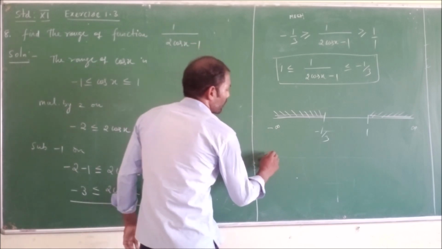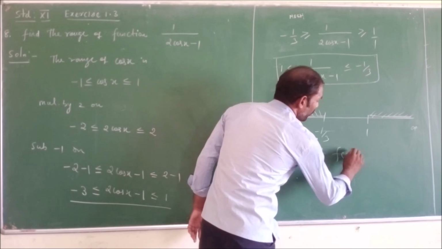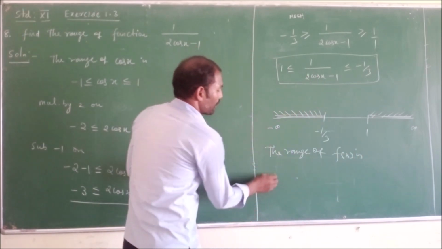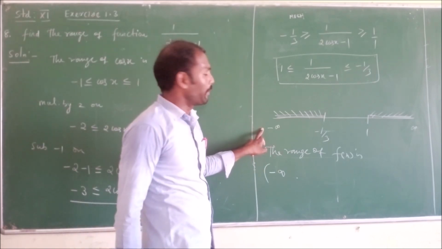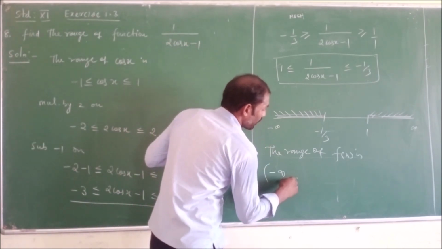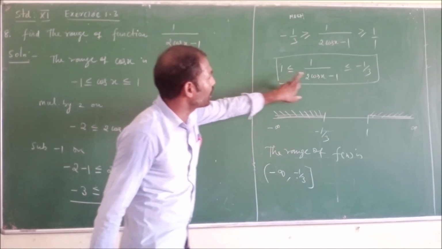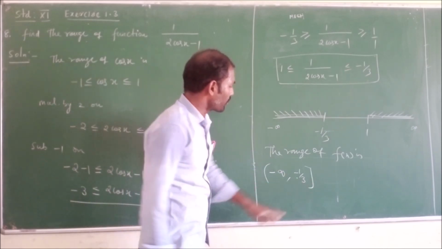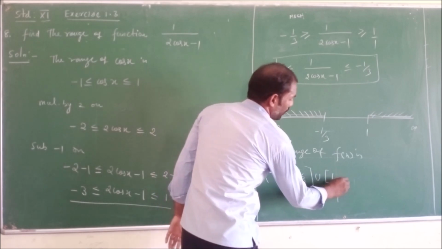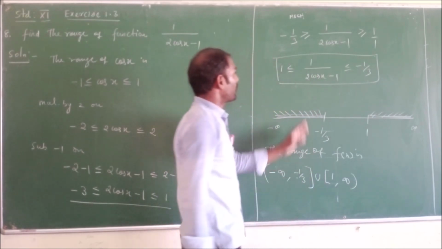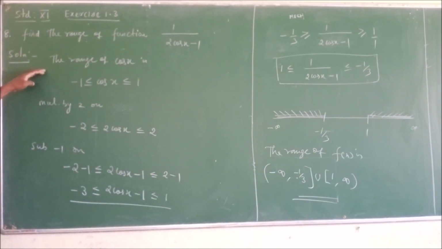Therefore the range of f of x is the open interval minus infinity to -1/3, closed at -1/3, because this inequality is less than or equal to. Then the union with the closed interval from 1 to plus infinity. This is the range of the required function.